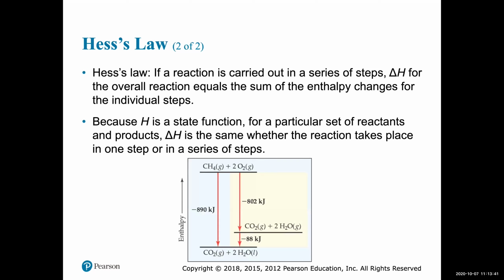Okay, so as I said, if the reaction can be carried out in a series of steps, the overall reaction equals the sum of the enthalpy changes for the individual steps. Here's an example of two different ways you get from the starting reaction to the products. One was direct, one had an intermediate step, but the enthalpies add up, so you get to the same spot. That's the idea behind the state function: you can piece it together different ways, but the energies are the same.